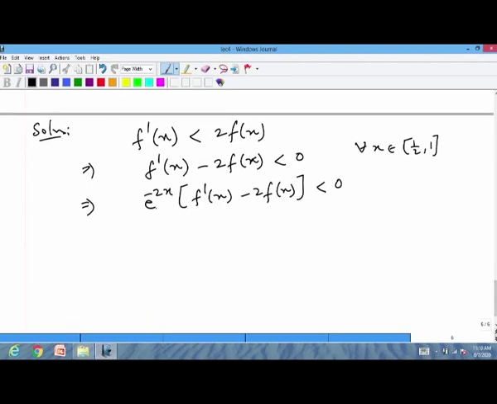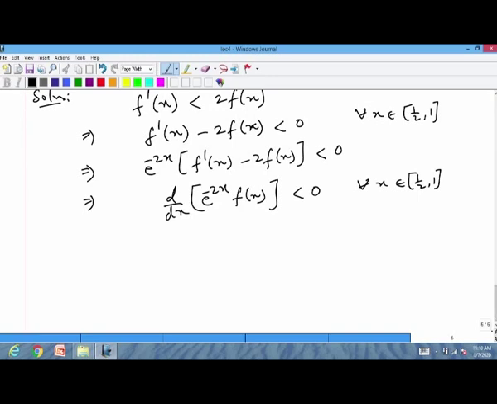Why did we multiply by e to the minus 2x? Because by doing this we see that this can be written as d by dx of e to the minus 2x times f x, because by product rule this is e to the minus 2x times derivative of f, which is f prime x, plus derivative of e to the minus 2x, which gives minus 2 e to the minus 2x times f x. So, that gives you this. So, this is less than 0 for all x in half to 1.